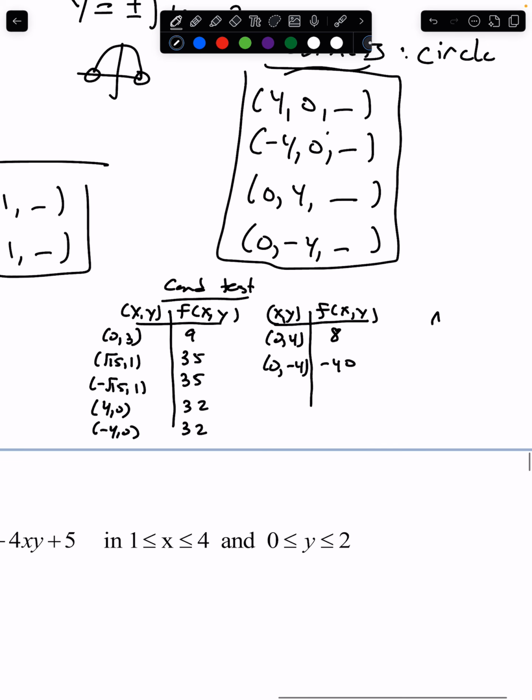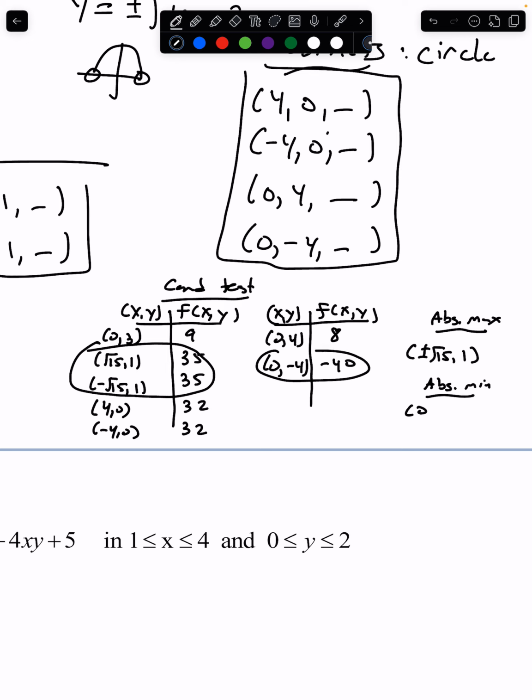So where's our absolute max? Well, the absolute maximum is going to be the highest value. There's actually 2 of them. Our absolute max is going to be plus or minus the square root of 15, 1. And where's the absolute minimum going to be? At 0, negative 4, negative 40. Right there. And there we go. I probably should write the point up here at the top as well. So that'd be at 35, which would be my maximum value.